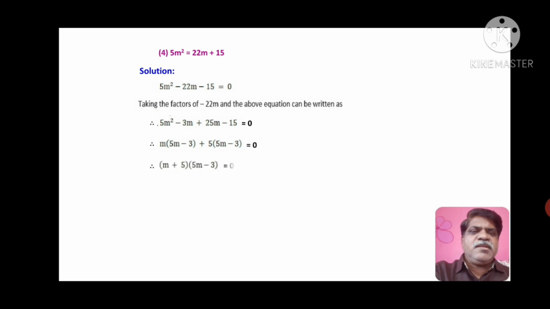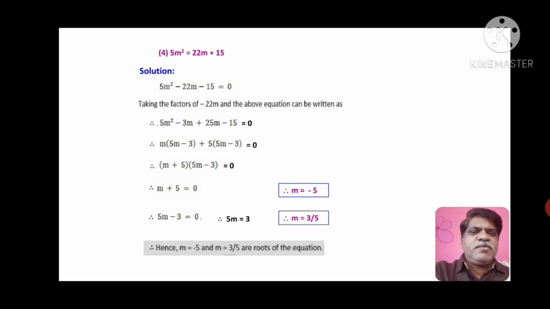So 5m minus 3 is the common factor in one bracket, and in the other bracket what is left is m plus 5. So the product of these two brackets is equal to 0. Therefore, m plus 5 is equal to 0, which means m is equal to minus 5. Also 5m minus 3 is equal to 0, which means 5m is equal to 3. Therefore, m is equal to 3 upon 5. Hence, m is equal to minus 5 and m is equal to 3 upon 5 are the roots of the given quadratic equation.